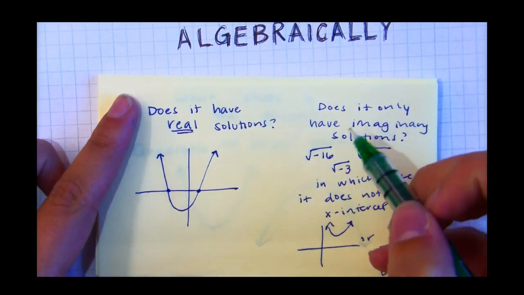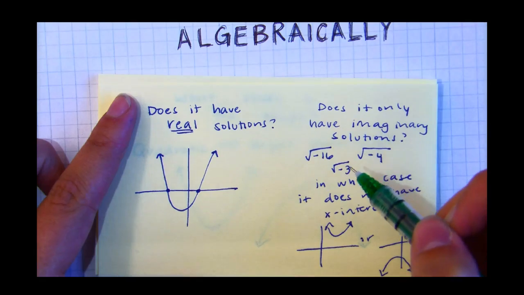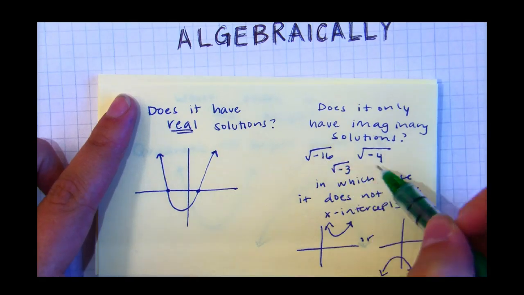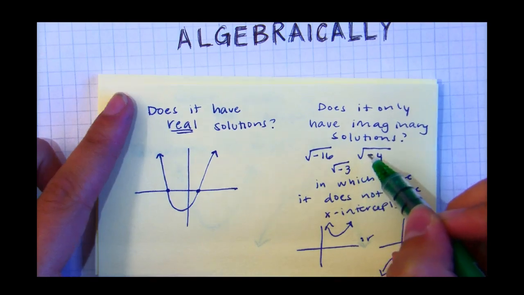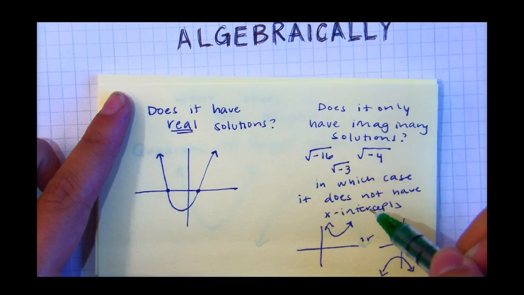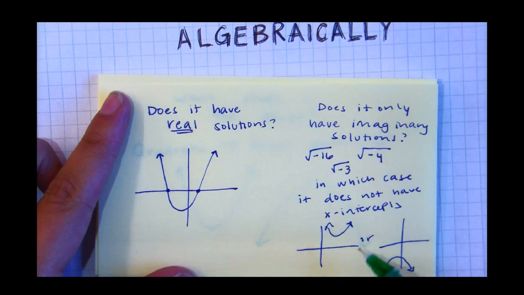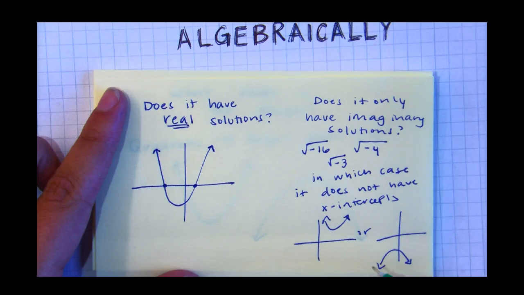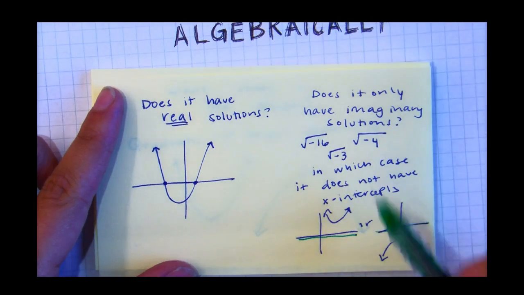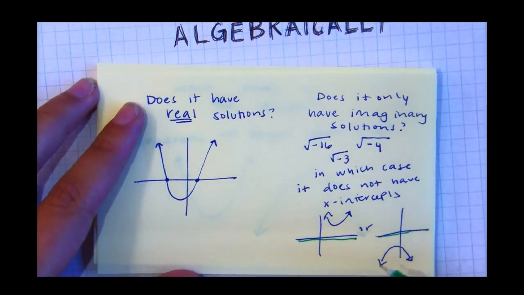However, if you go through and use the quadratic formula and you end up only with imaginary solutions, so with a negative inside of the square root sign, then your graph is not going to have any x-intercepts. That's when it's going to be either hovering above the x-axis facing up, or below the x-axis facing down. So that graph is never going to cross the x-axis if it only has imaginary solutions.